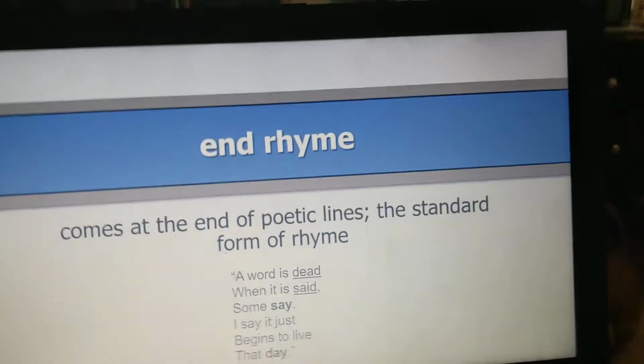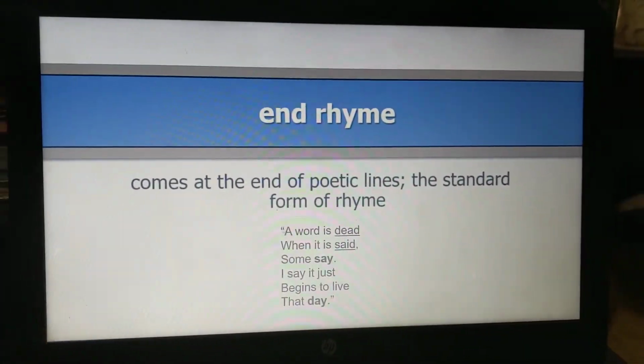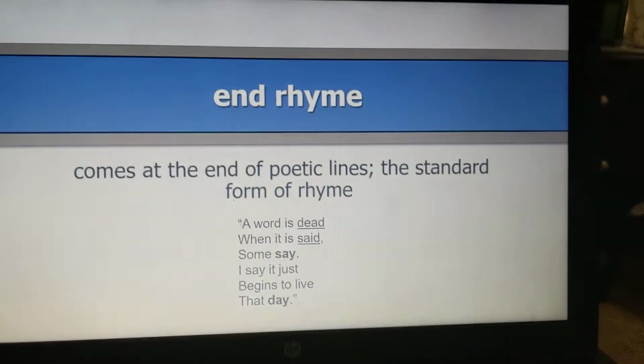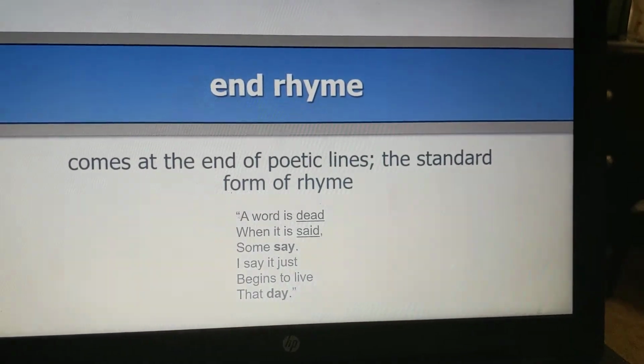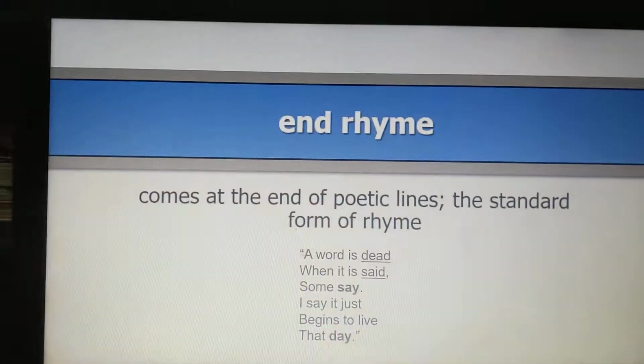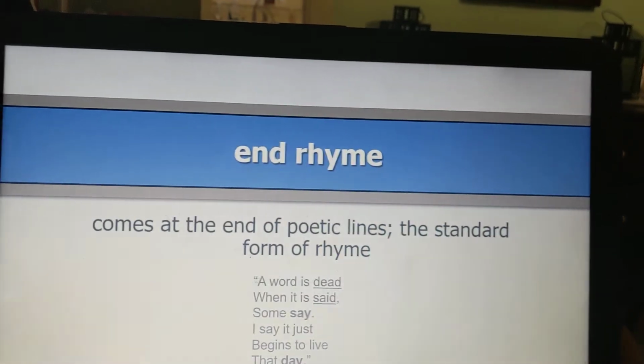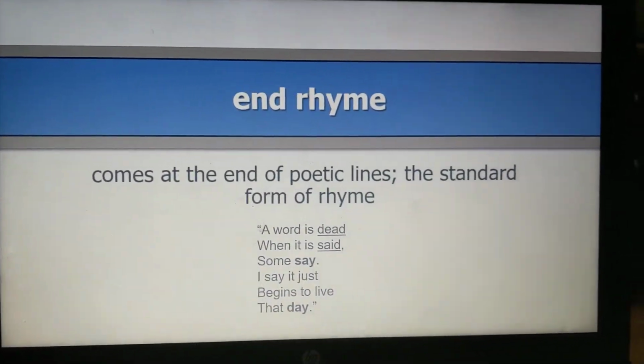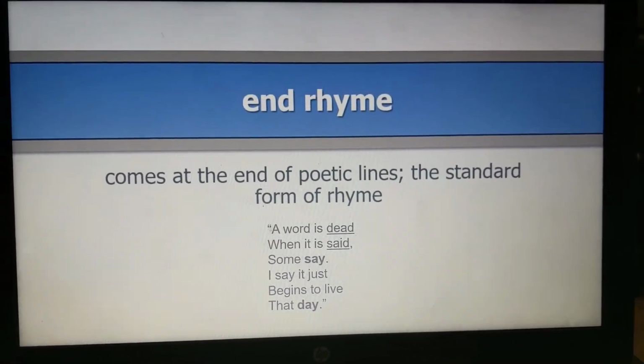Okay, guys, I am back. Now we have a couple more terms for you to do for this lesson. The first one is end rhyme. This is the most common form, excuse my dog in the background, please. This is the most common form of rhyme that you will see in poetry, and that's end rhyme. It comes at the end of each poetic line.